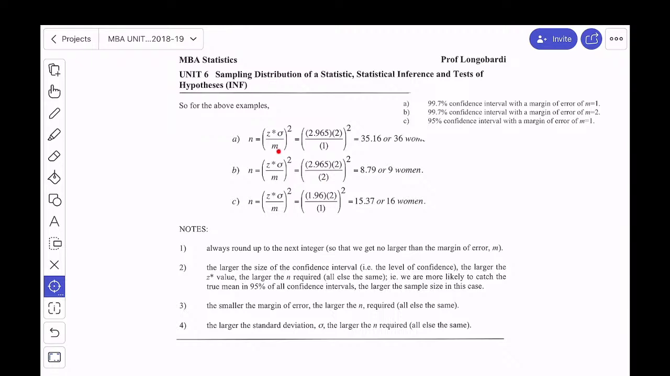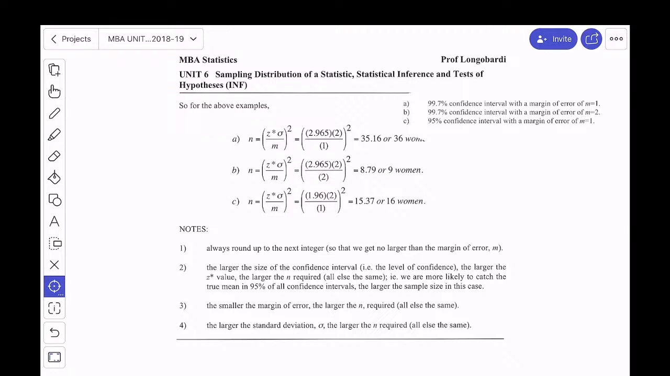Or the lower the margin, so the more precision. More precision and greater confidence will increase the sample size. So you guys can practice those calculations and using that formula and reading through these notes about it.